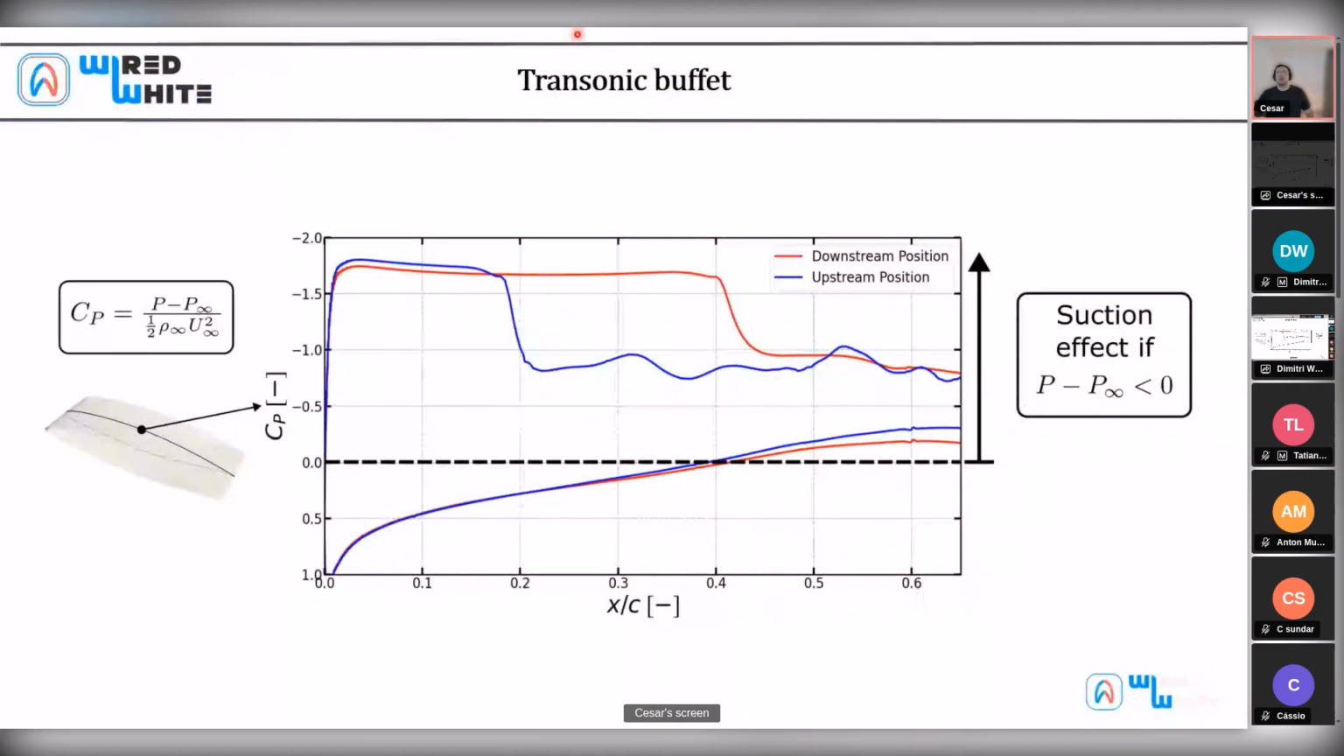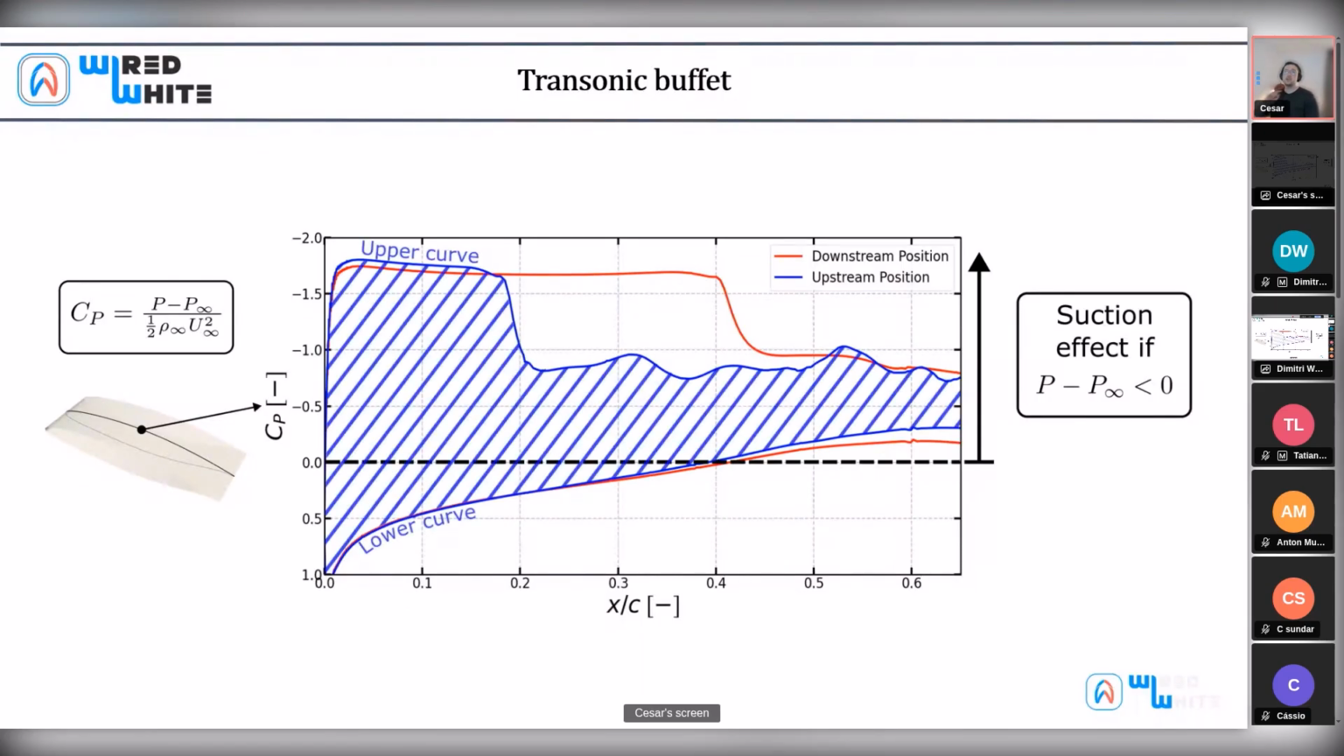Okay. If we do a cut over the midsection of the wing, we can plot the pressure distribution across it, and this gives us information of the magnitude of the lift and where it is generated, which is indicated by the difference between the upper and lower curves.